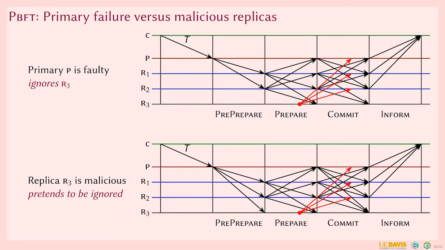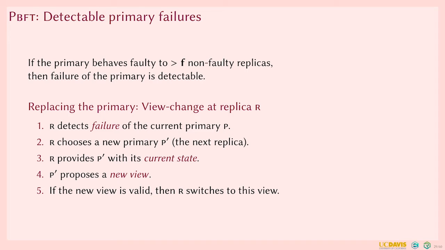So what PBFT does, it distinguishes between detectable primary failures and undetectable primary failures. And detectable primary failures, these happen if the primary does something so bad that a lot of replicas say, okay, the primary is faulty. Why is this detectable? Well, if more than f replicas say that the primary is faulty, then I will get more than f of such messages. And as we know that there are only f faulty replicas, at least one of them must be from a non-faulty replica, and so we can conclude, okay, the primary is faulty and it's detected. And in this case, the primary needs to be replaced by a non-faulty primary.